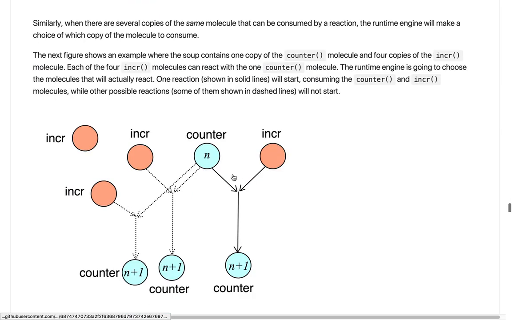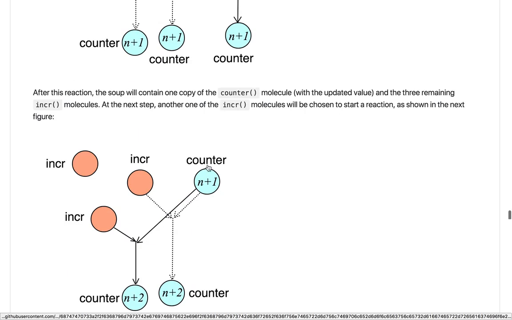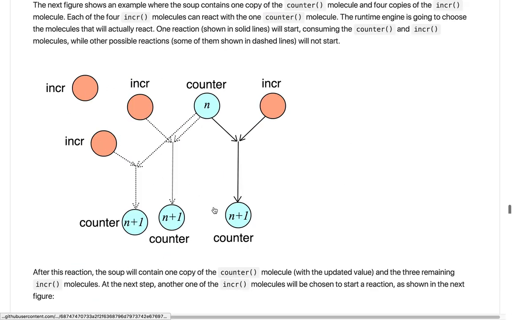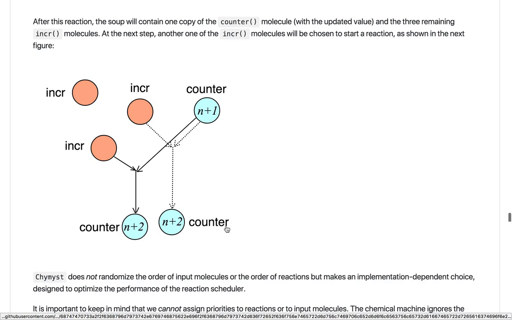And here's what happens. You imagine you have a counter molecule and a bunch of increment molecules. One of them will react. You get this. And now you have this situation where you have a counter molecule. All these previous molecules are still around. And then this new molecule will react with one of those, but only one at a time. Then you would have n plus 2. And then the same thing will repeat.